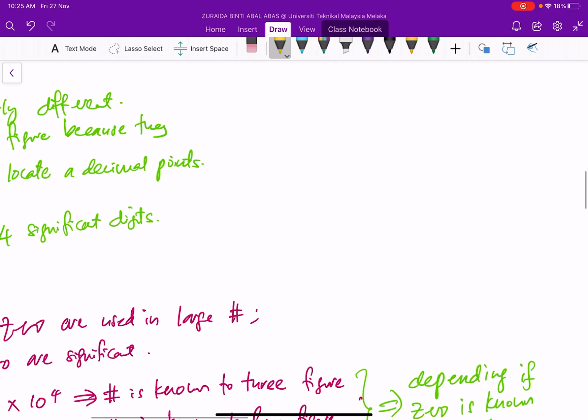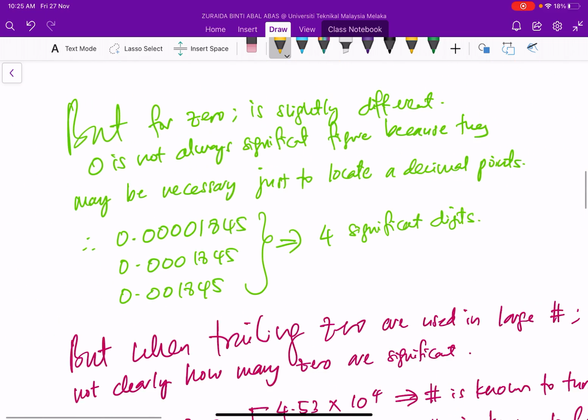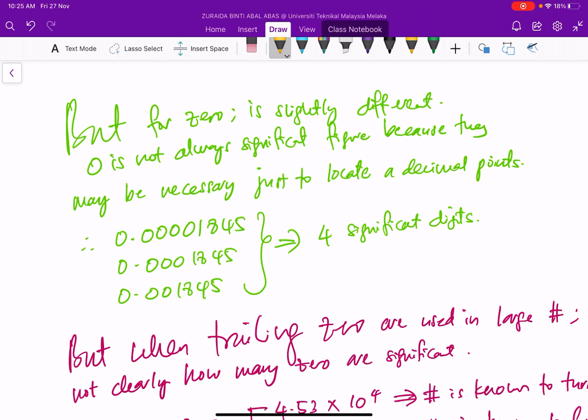How about zero? For zero, it's slightly different. Zero is not always a significant figure because it may be necessary just to locate the decimal point. If you look at this one, although you have all these zeros in here, it is still these 4 digits that are significant. The same thing goes for here and here. So all of these have 4 significant digits.